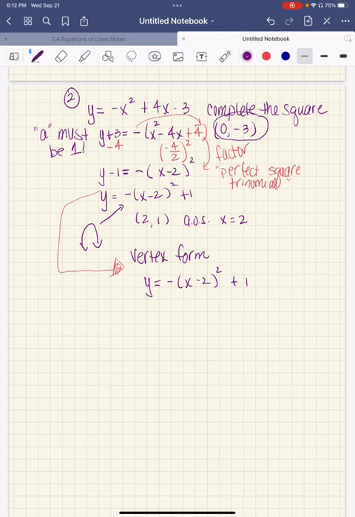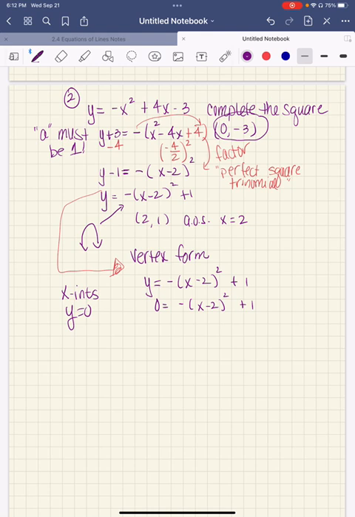How do you find the y-intercept? You make x 0. Sorry, I want to find the x-intercepts, my mistake. To find the x-intercepts, I'm going to make y 0. So you get 0 equals negative parentheses x minus 2 squared plus 1.